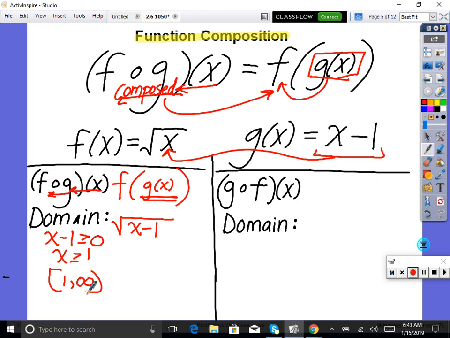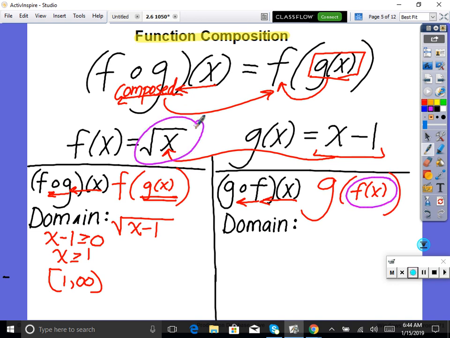Okay. Let's go the other way. It says take g o f of x, so I would just rewrite it, squish it back in, so that'd be g of f of x. So now instead we're taking f of x, which is this, and we're plugging it into function g. So that would replace it. So we have the square root of x minus 1. That's as simplified as it gets, but now what's our domain?